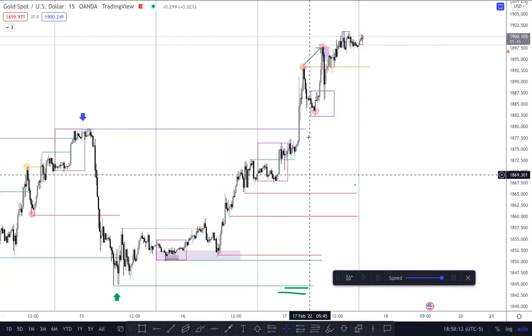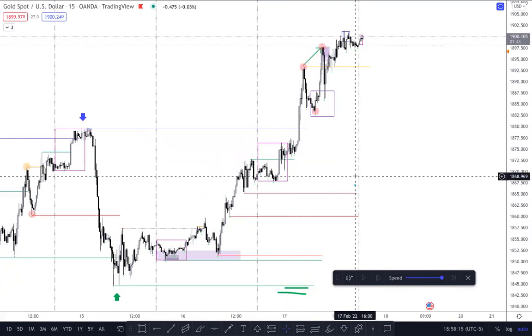Now, a lot of you are probably wondering, well, if you're simply just going to trade the external liquidity, shouldn't we be trading like 10 pairs and set alerts on all the external liquidity points there?